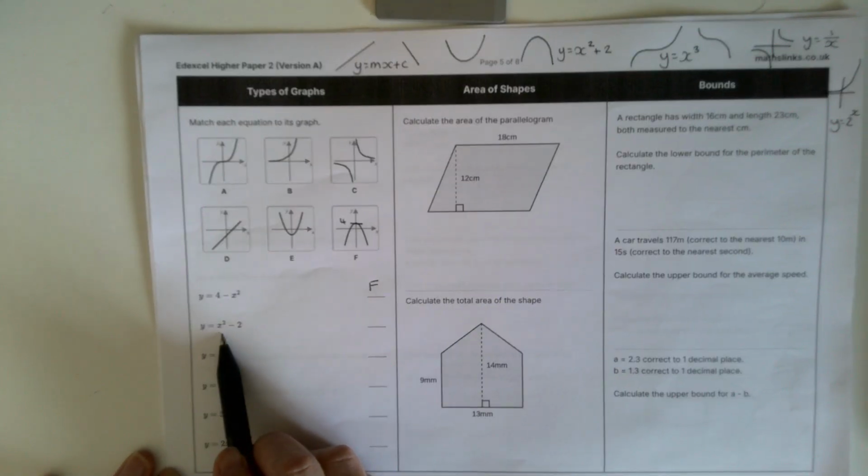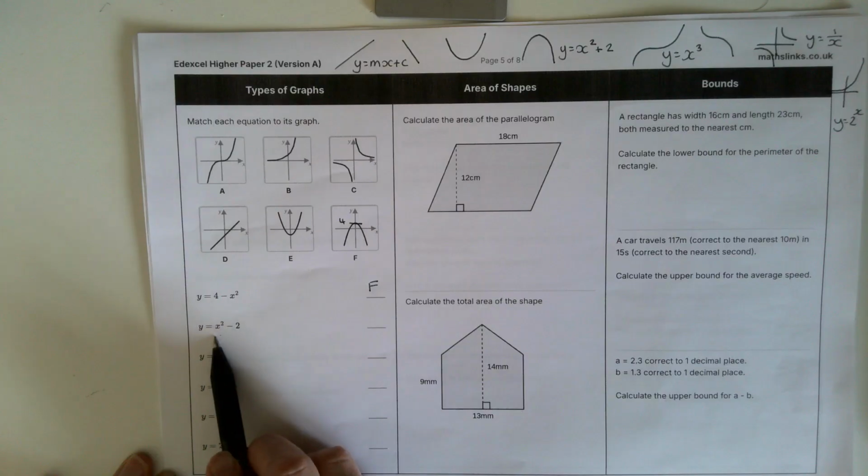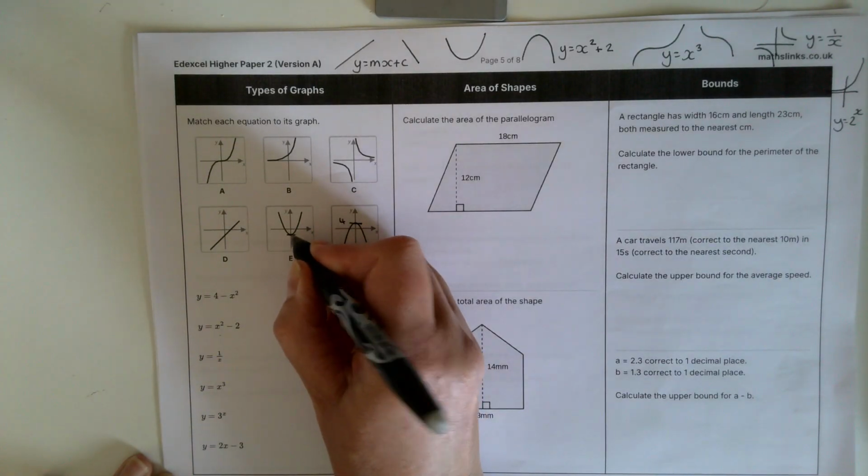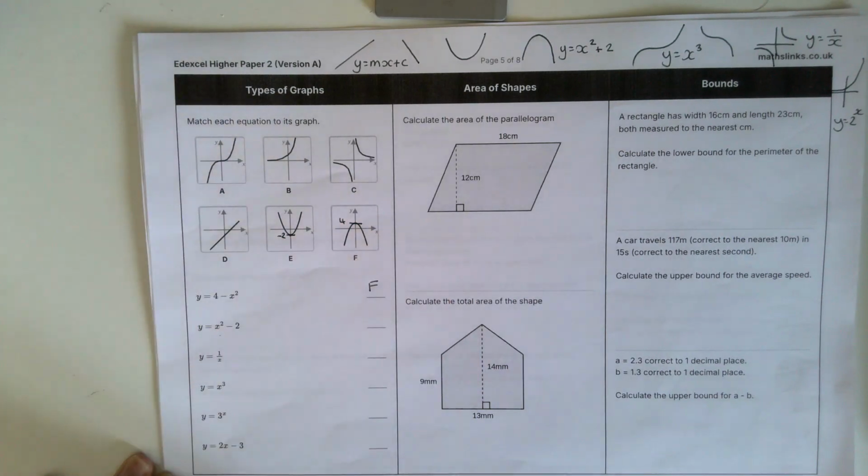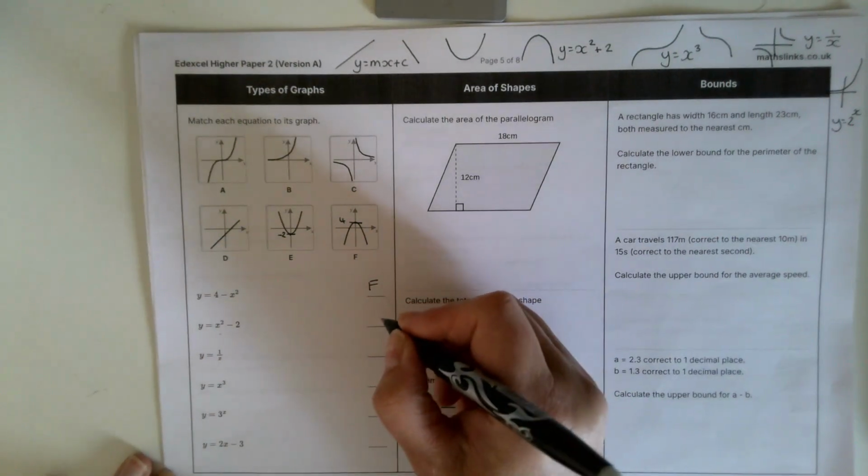Next one is also a quadratic. It's a positive, so it's your normal U shape. It cuts at -2 on your y-axis. So that means that value there is going to be -2 on your y-axis.